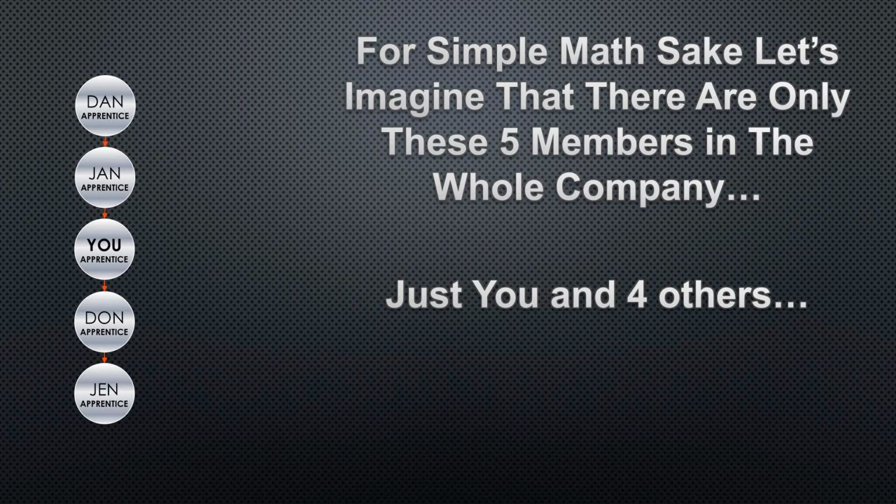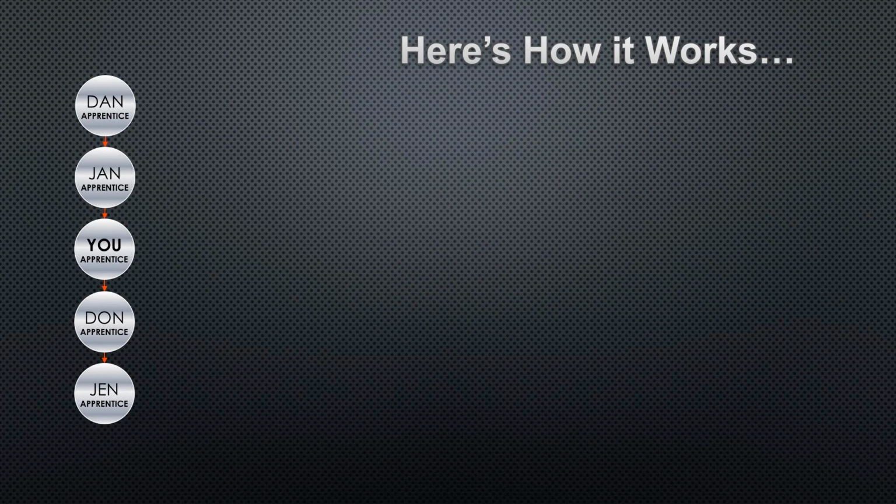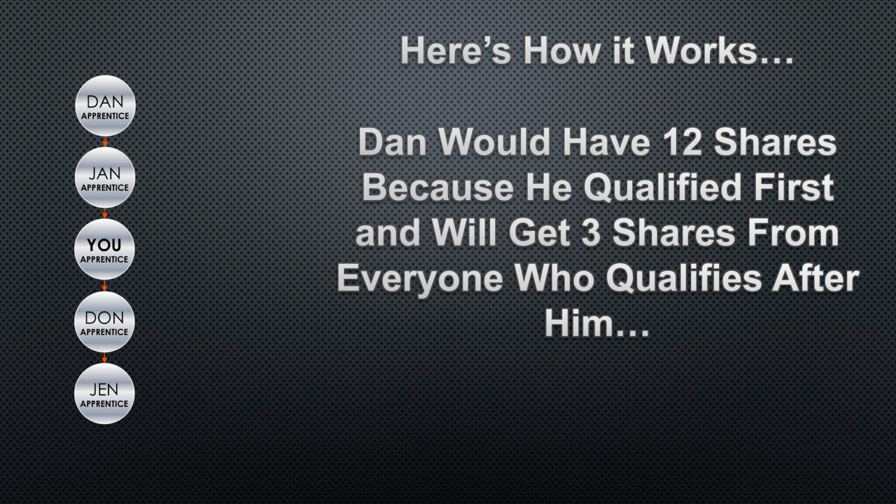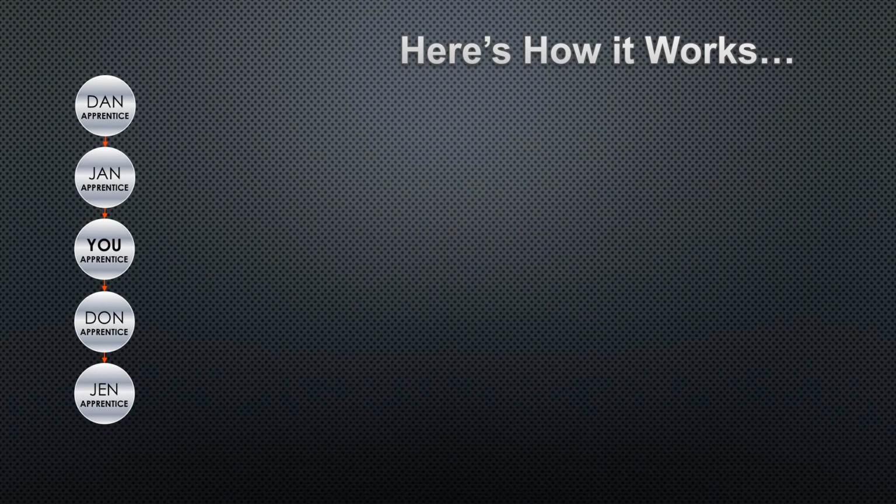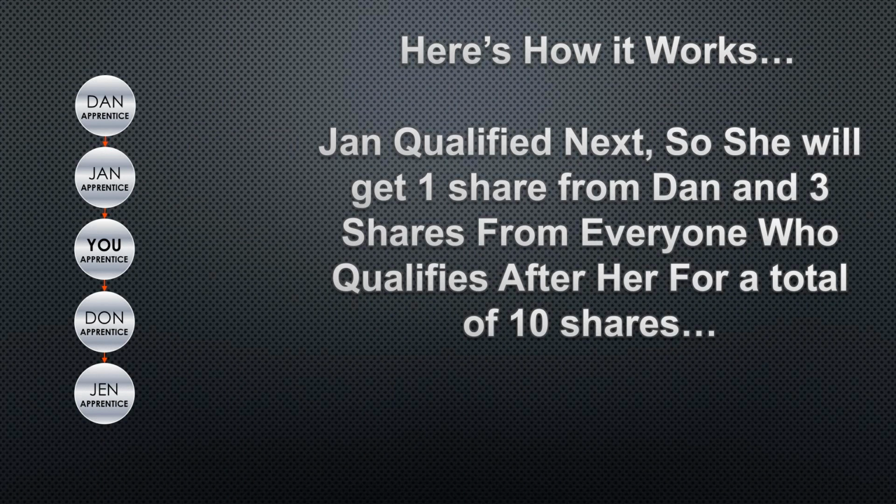Okay. So for simple math's sake, let me explain how the math would work on this and how I can mathematically guarantee you'll get paid. For simple math's sake, let's imagine that there are only 5 members in the whole company. There's already 60,000, so obviously that's not the case, but let's just say that there are only 5 who qualify for the apprentice. Let's say it's you and 4 other people. Well, here's how it works. Because Dan is at the top, he would get 12 shares because he gets 3 from everybody under him. So that's 12 shares. He's the top guy. He gets 3 from everybody because everybody else in the company is under him.